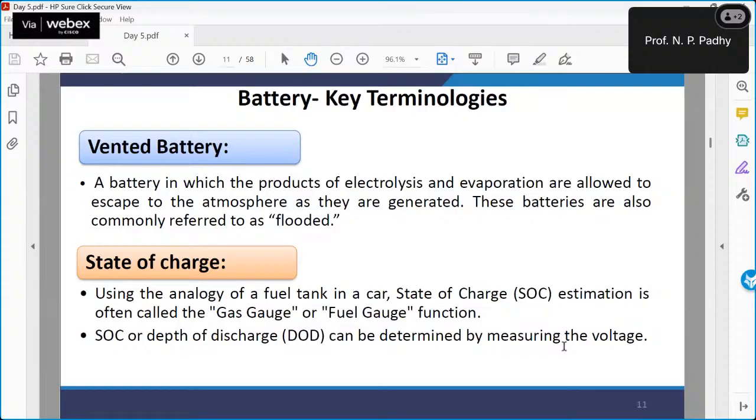I know 99% of you must be knowing about SOC, but today we'll talk about SOC and DOD, how they are similar and how they are dissimilar also. State of charge, SOC, using the analogy of a fuel tank in a car, a state of oil, state of gas, similarly state of charge of the battery. So how much energy is there in your battery's terminal? The terminology for that is SOC.